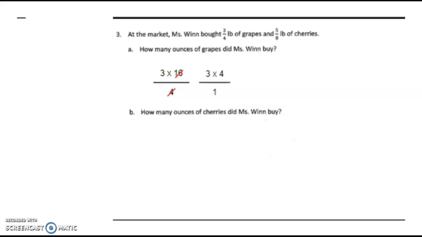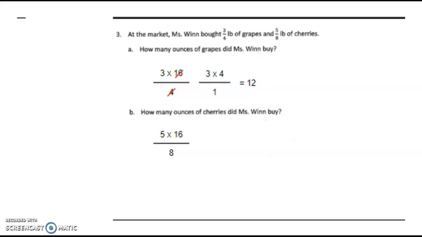So now I have 3 times 4 divided by 1, or 3 times 4 over 1. And I'm going to multiply 3 times 4, which I already did a little bit earlier, and I have 12. So far she has 12 ounces of grapes. Now I'm going to do the same exact process for the cherries. How many ounces of cherries did she buy? Well, it says 5/8 pounds of cherries, which I don't think is a thing, but that's okay. We'll just leave it as it is right now.